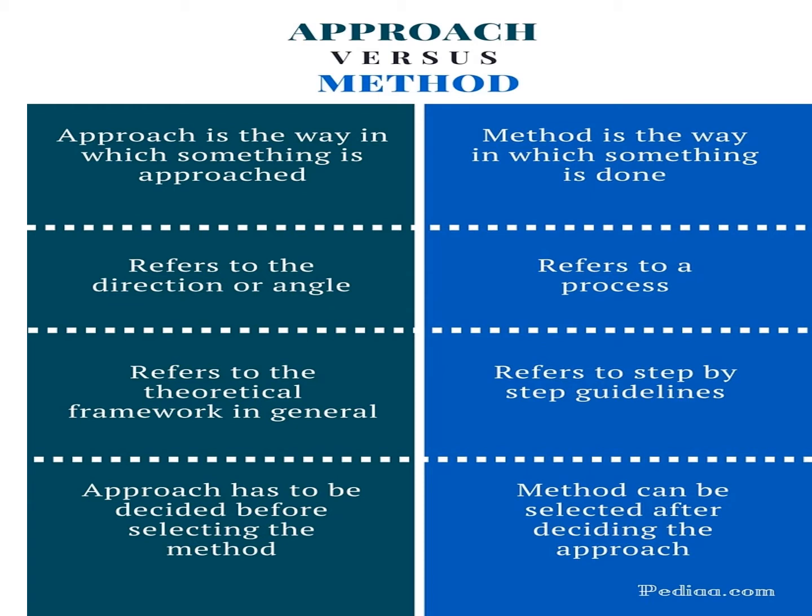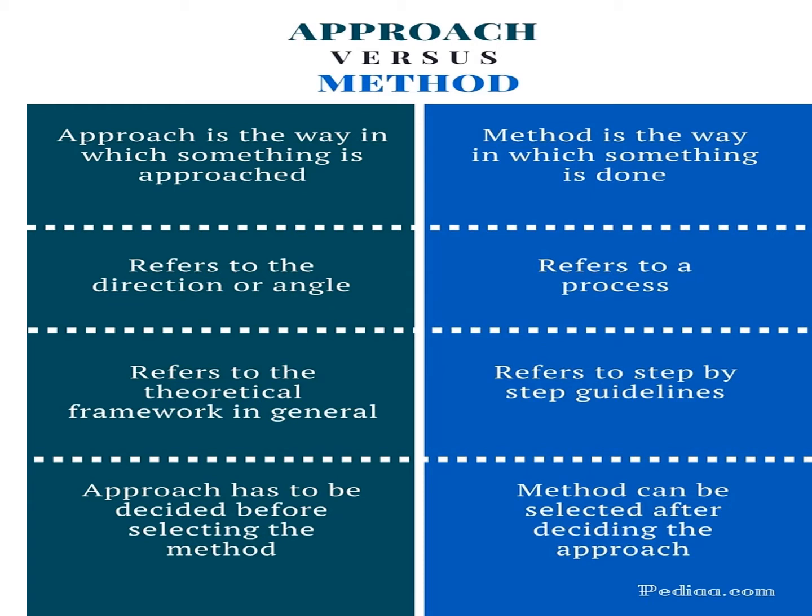Approach is the way in which something is approached, or something is going to be achieved. Method is the way in which something is done. As I have told you earlier, approach is related to theoretical basis and method is related to practical basis. Approach refers to the direction or angle or dimension. Method refers to the actual process that is based on practicality. Approach refers to the theoretical framework in general, and method refers to step-by-step guidelines.